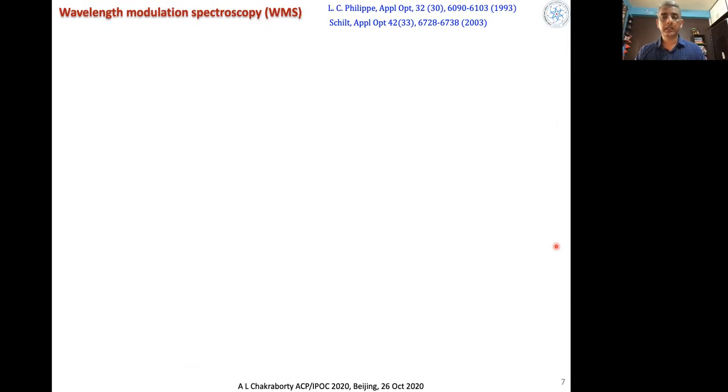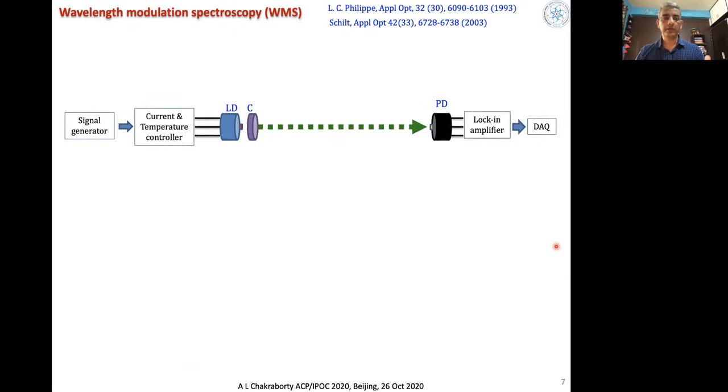The basic scenario is you have a laser and you have a detector, and there is gas in between. So here is the gas. This is an open path measurement that we've considered here. The laser is modulated with a signal generator. Its wavelength is scanned slowly, but in addition to that, there is also a high frequency modulation that is superimposed.